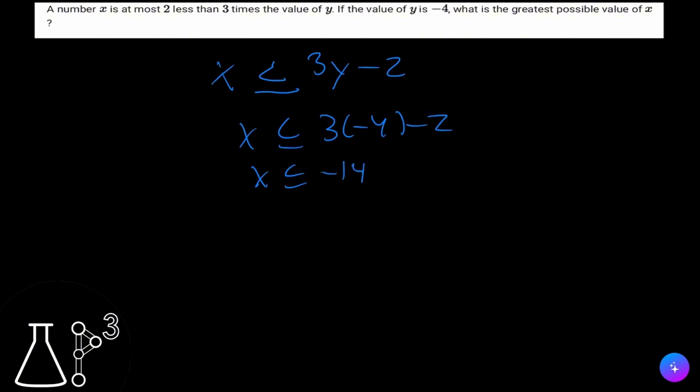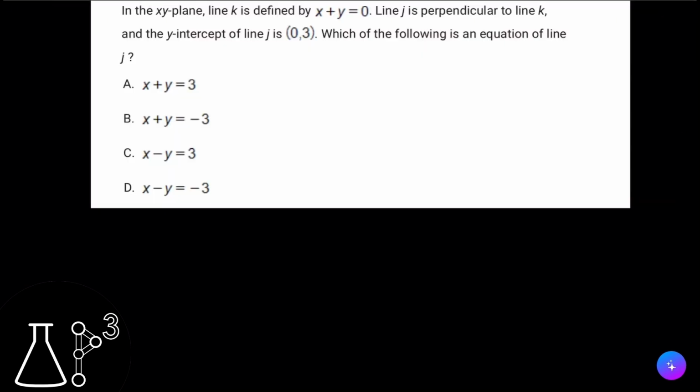So what is our greatest value? Well, it could be equal to the value on the right side. Because it's -14, our greatest value of x could be x equals -14, and that is indeed our answer. If you know what at most means and you know how to make an equation, this question is pretty simple. Okay, let's do another question.